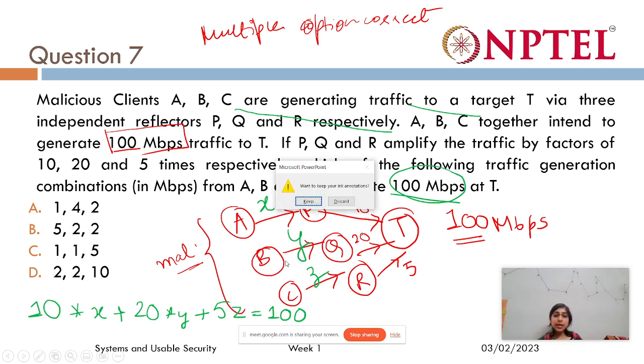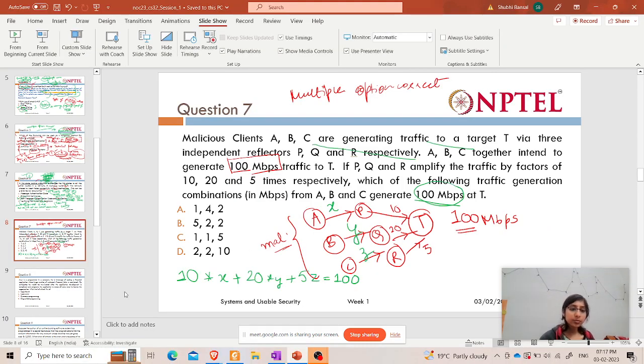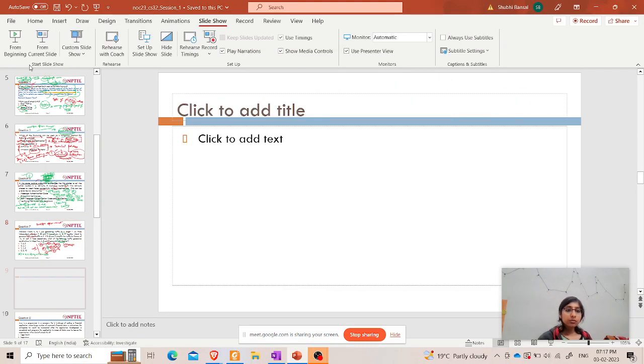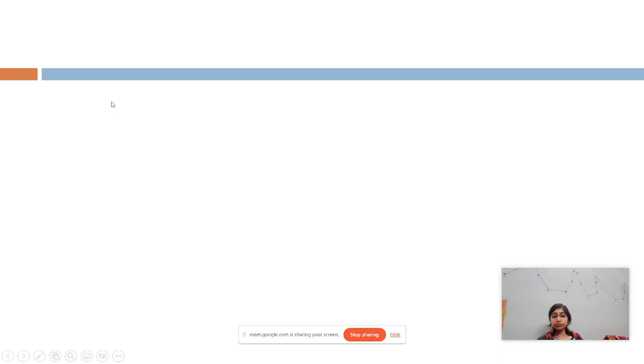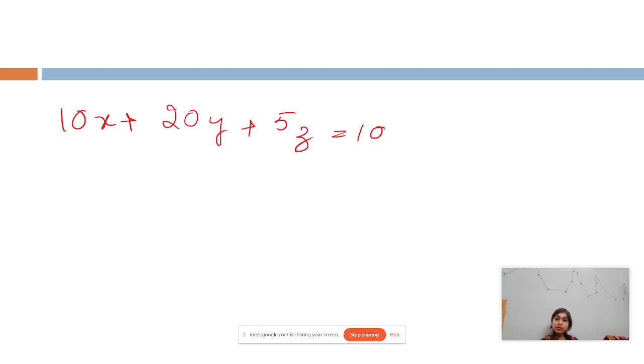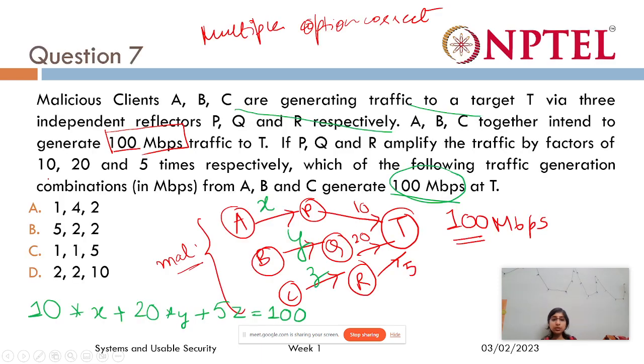Let me take a new slide for clearer explanation. So our equation was 10x plus 20y plus 5z equals 100. Now we don't know how to solve this equation, so I will take the help of the options. And I want to generate exactly 100 Mbps. That is my target of the malicious clients.